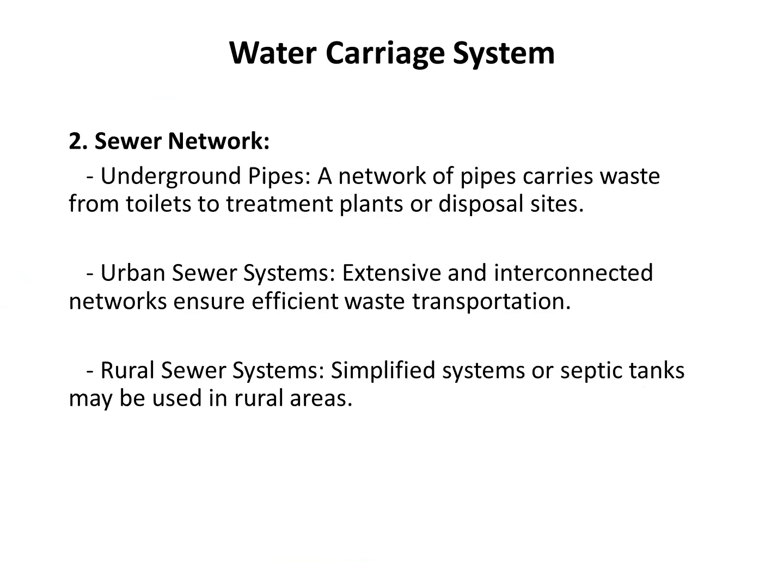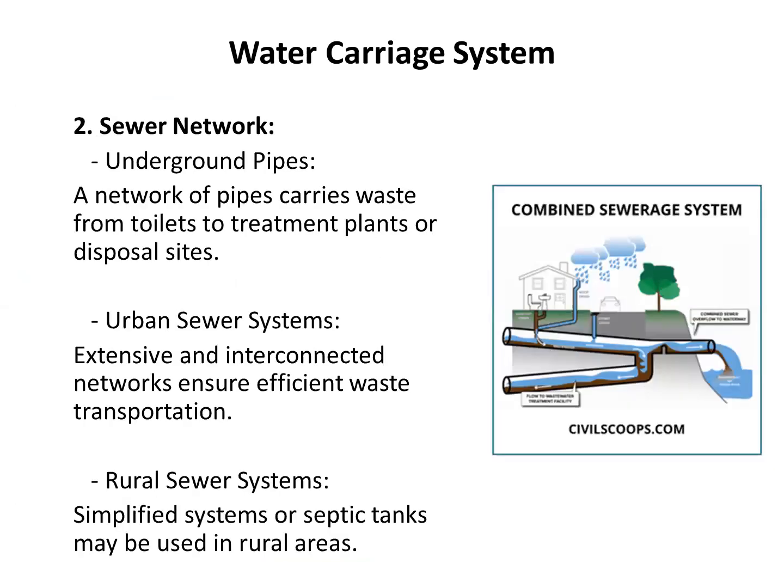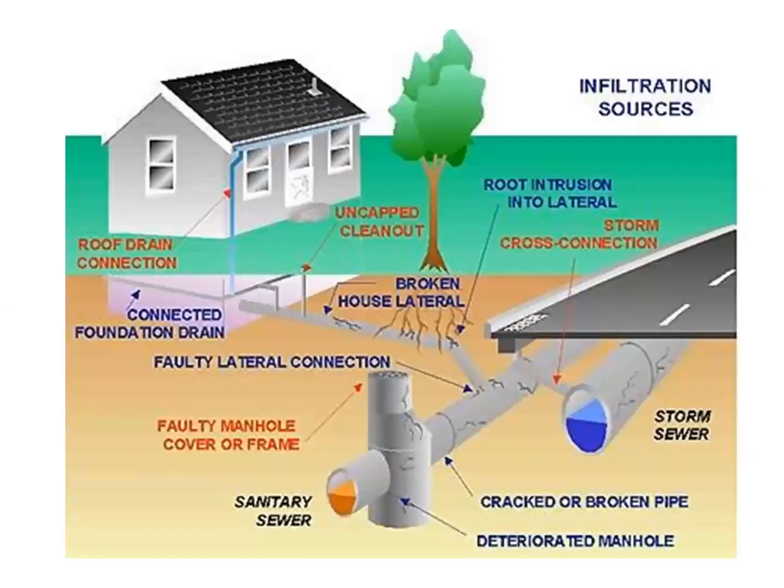These are connected to sewer networks. Underground pipes carry waste from toilets to treatment plants. In the urban sewer system, an extensive and interconnected network ensures efficient waste transportation. In rural sewer systems, simplified systems or septic tanks, as I've discussed, which even in Tehran they are using, are used. The sewer network is based on underground pipes, and then there is the urban sewer system. Of course, we discussed this issue in the last slide as well.